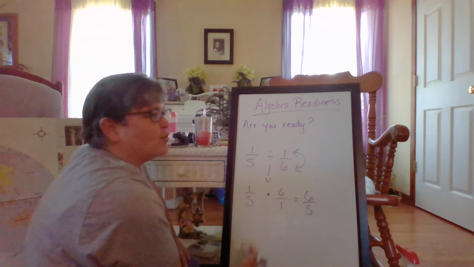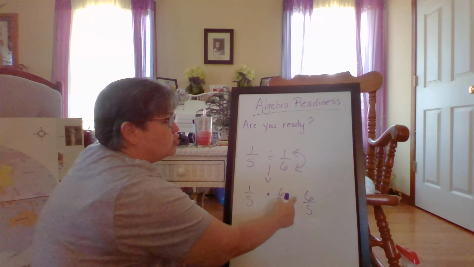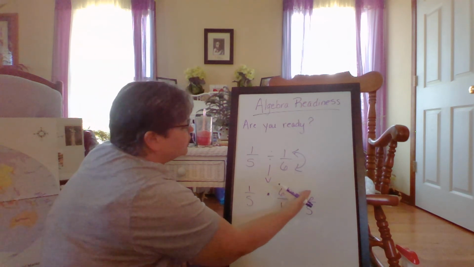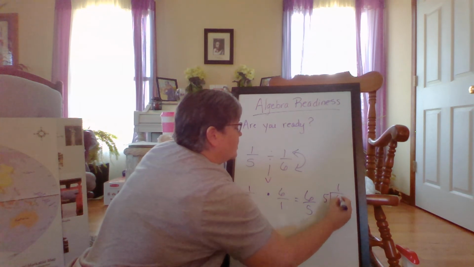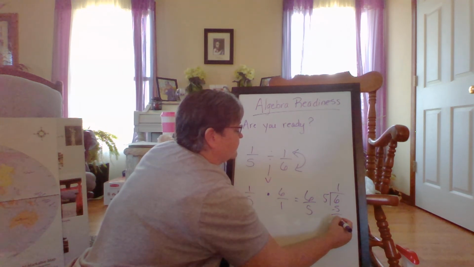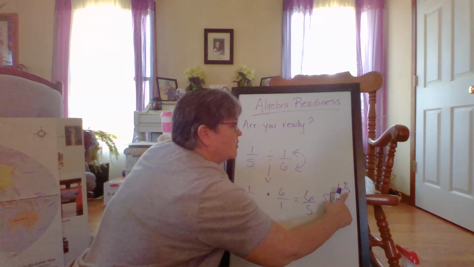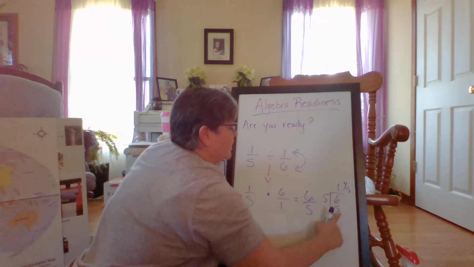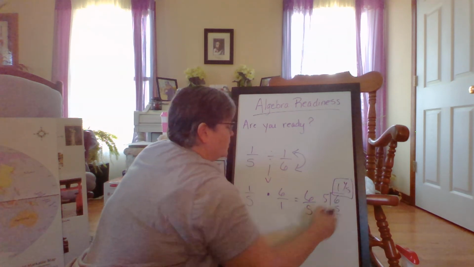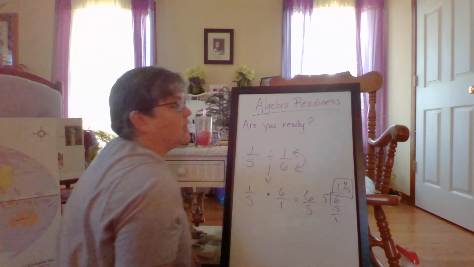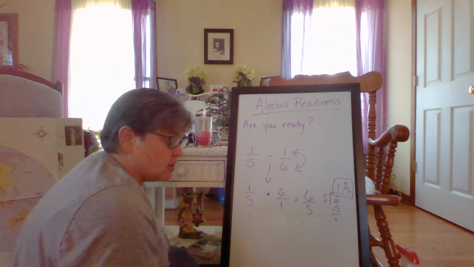6/5. Of course, that's improper because the numerator is bigger than the denominator, and the denominator does not like this. So we divide 5 into 6. We get 1 with 1/5. The 5, the divisor, becomes my denominator, the remainder becomes my numerator. So 6/5 is the same as 1 and 1/5. So there's your division of fractions.